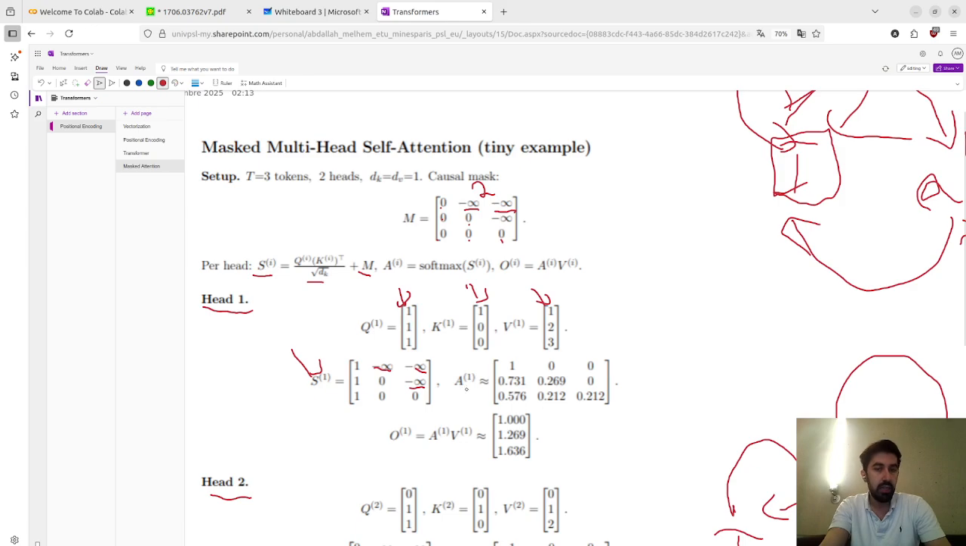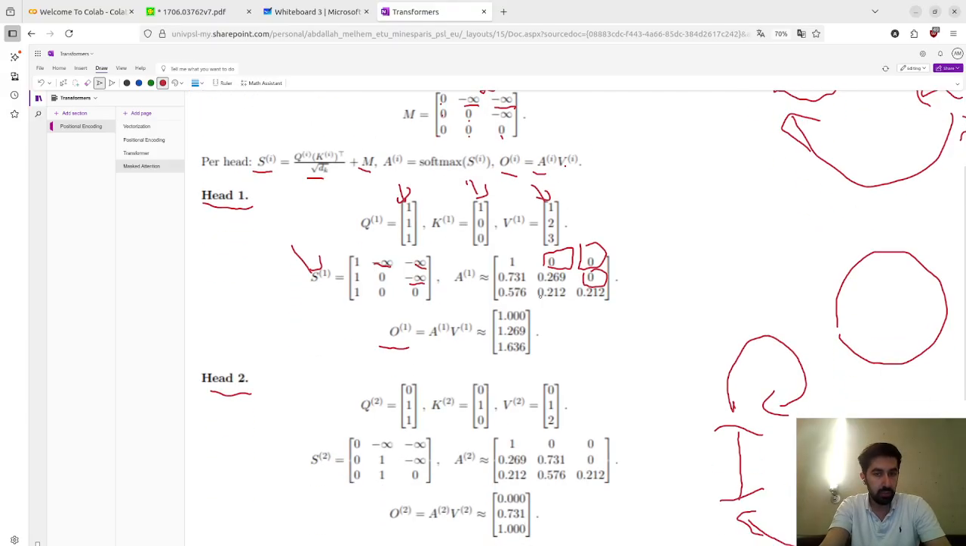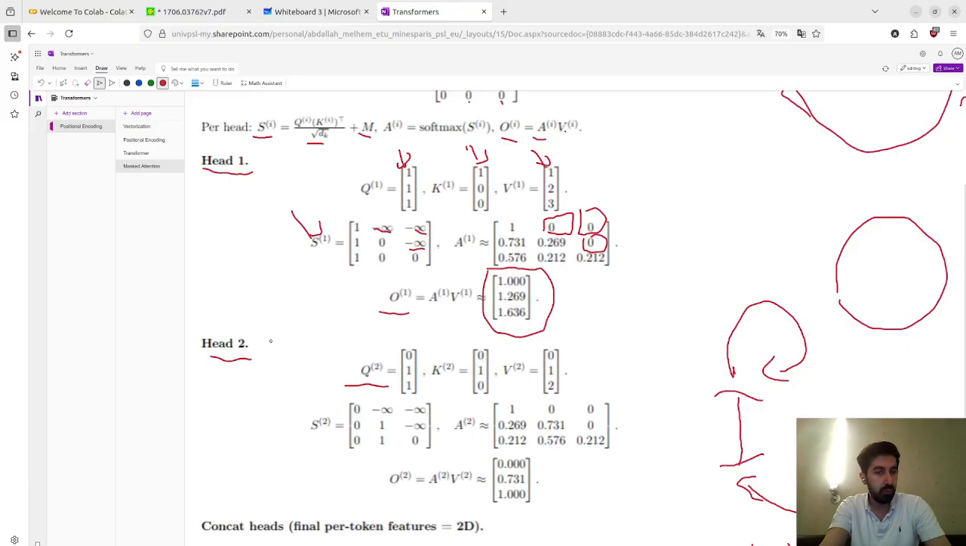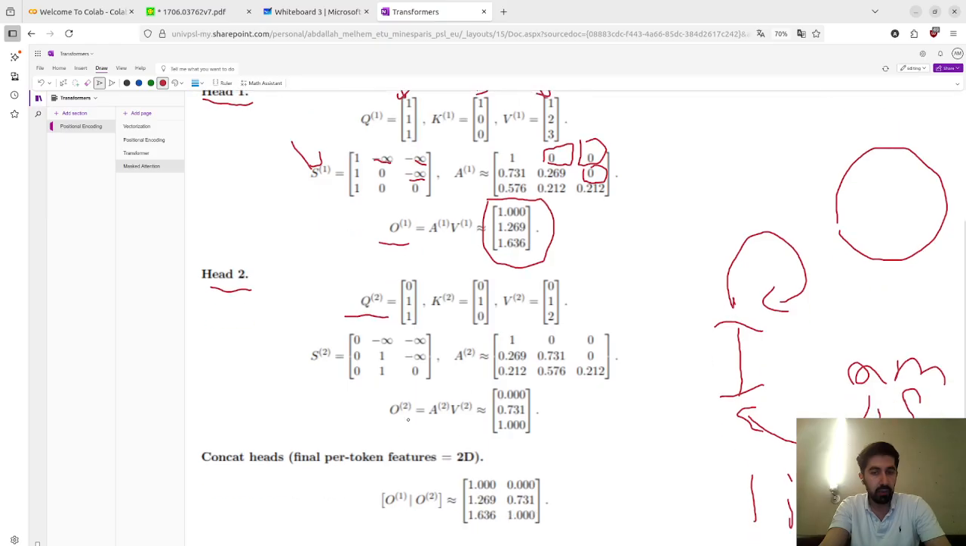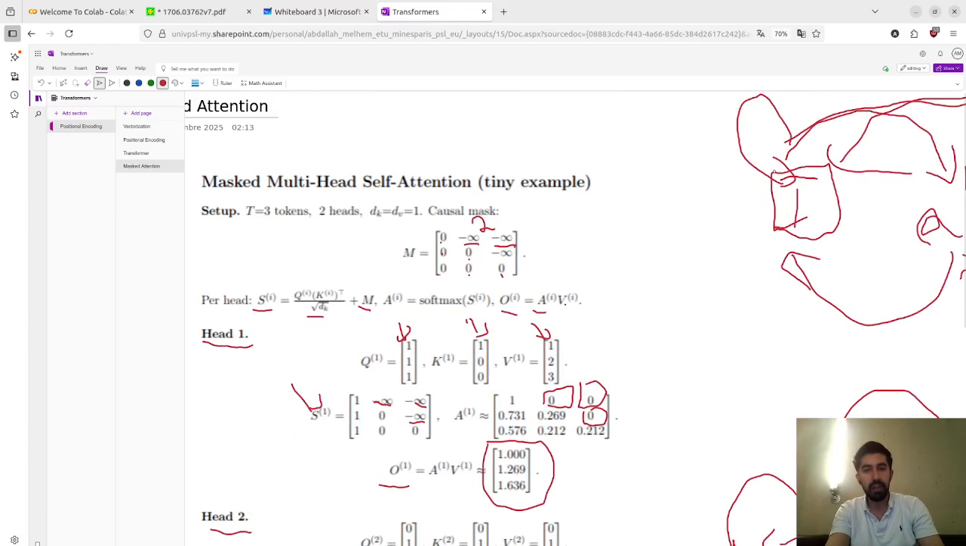You calculate the output as A multiplied by V, so you will get zeros over here because of the minus infinity, and that's it. So you get O1 as A multiplied by V, and then you do the same for the second head, and finally you get O2, and finally you concatenate O1 and O2. So simply, masked attention is that you put minus infinity in the matrix M at everything in front of you.